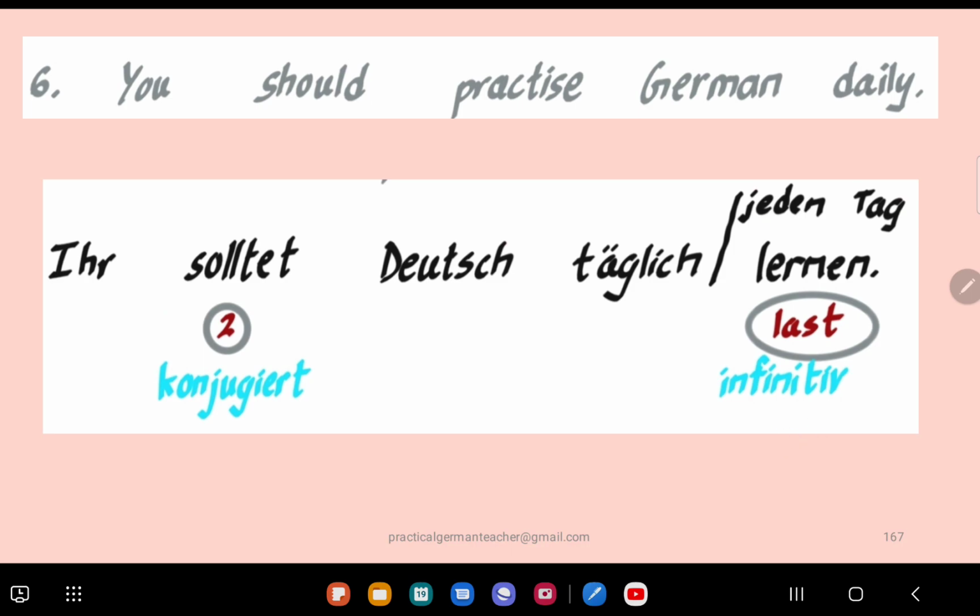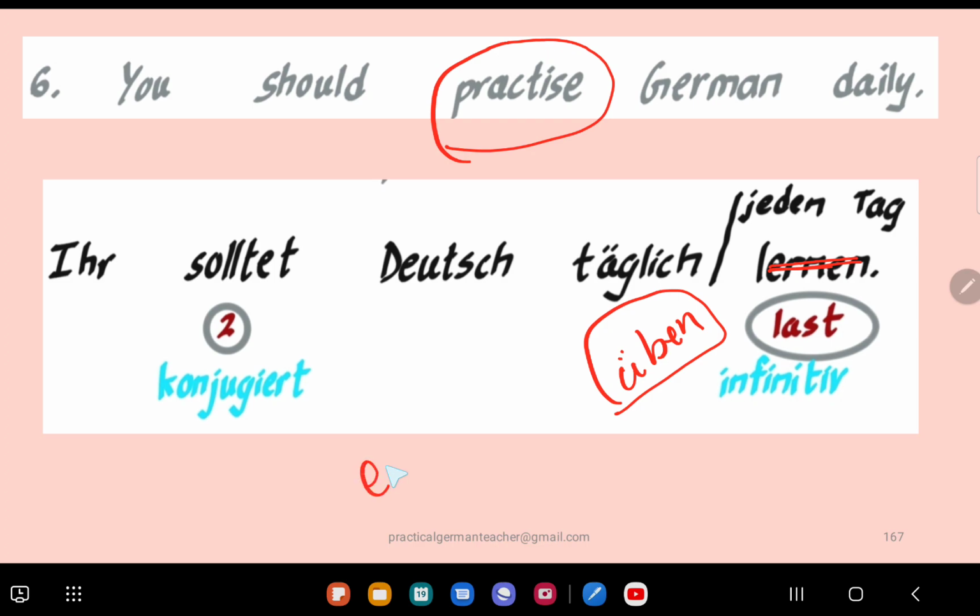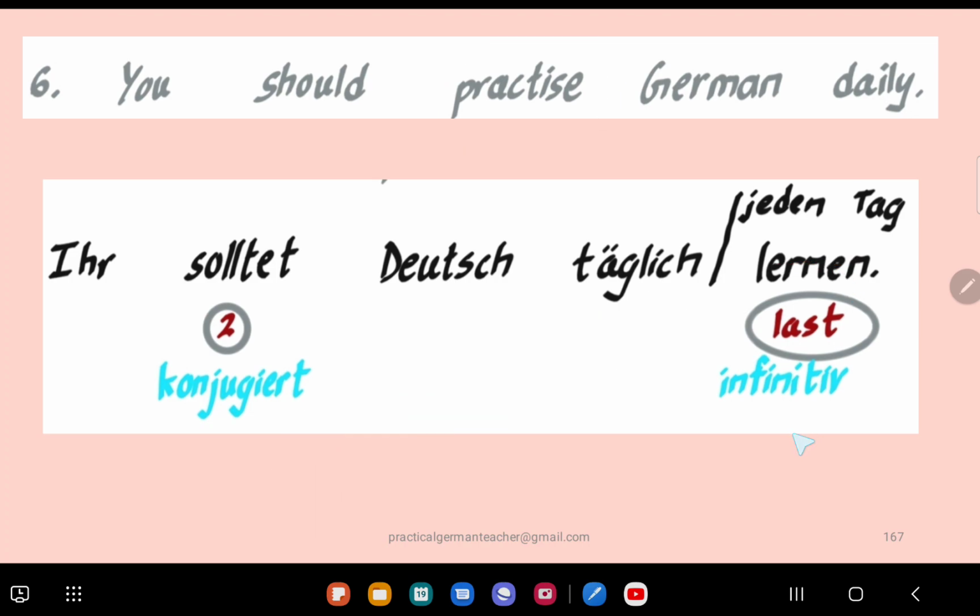I think it's the last example. You should practice German daily. So how do you say practice? It should be üben. Okay, this is the verb. Practice as a noun, how do you say this? It is the Übung. Almost every verb can be converted to a noun is what I'm trying to say. So again, talking to more than one person, I'm being informal, so ihr solltet Deutsch lernen. Daily is täglich or jeden Tag.